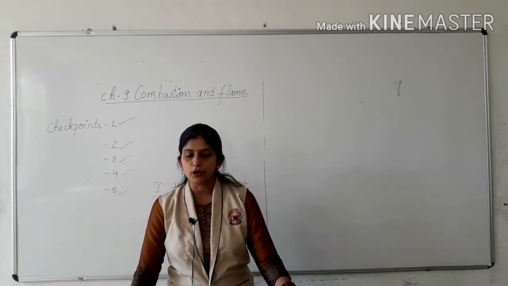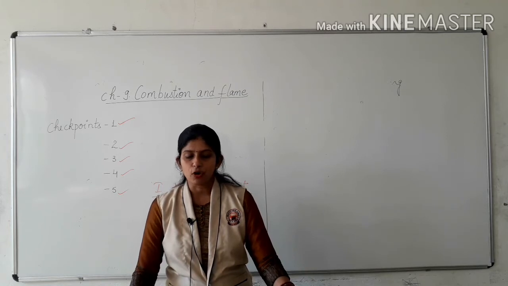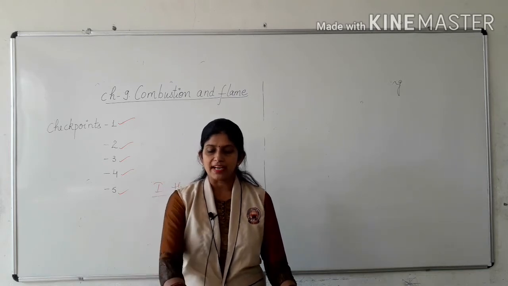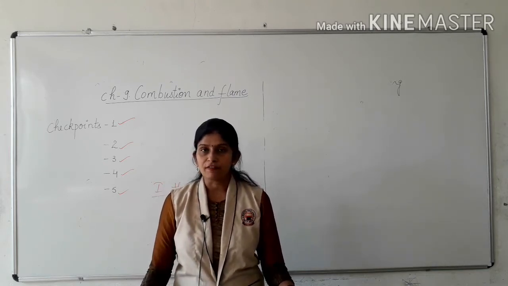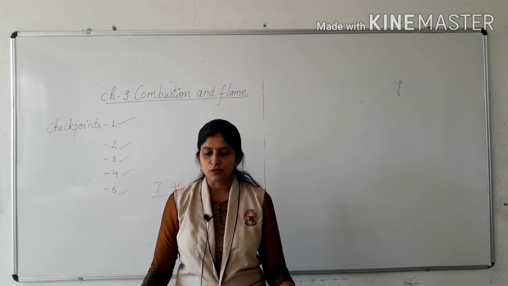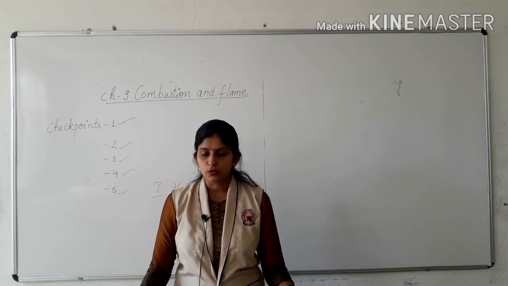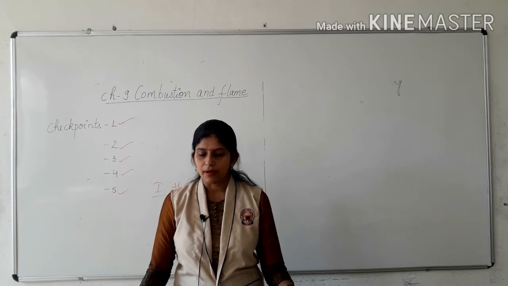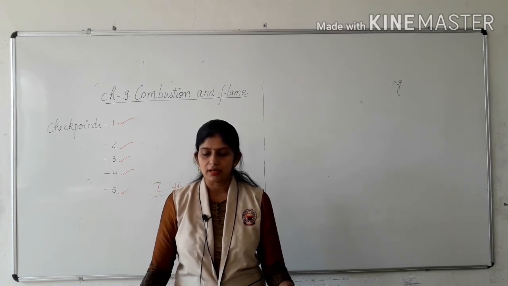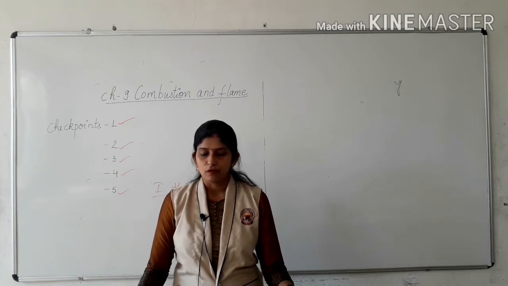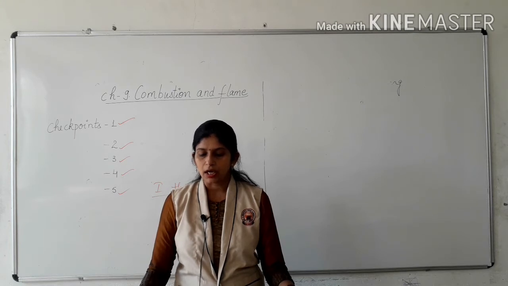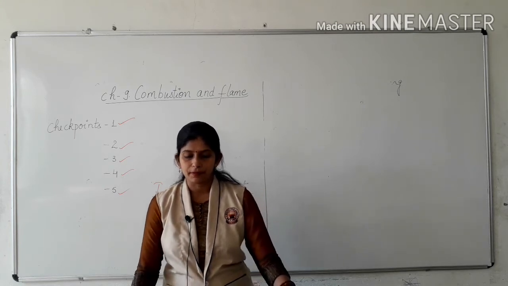Now, worksheet 9.2. A. Match the following. First, rapid combustion. We will match it with B, burning of a matchstick. Second, spontaneous combustion. It will match with C, burning of phosphorus in the presence of air. Third, complete combustion. It's D, blue flame of a Bunsen burner. Fourth, incomplete combustion. It will match with A, carbon monoxide produced from the burning paper.